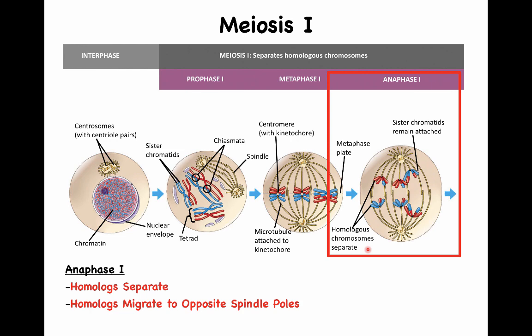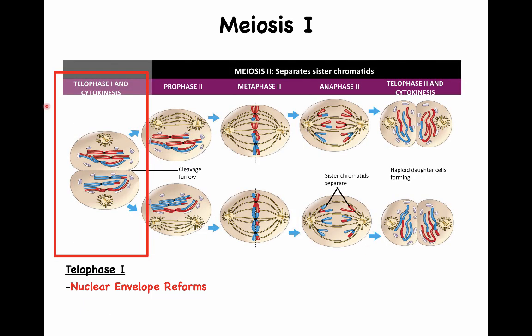So the homologs migrate to opposite spindle poles. And then in the last step, telophase of meiosis 1, so telophase 1, the nuclear envelope reforms, and we end up at the end of meiosis 1 with 2 cells, but now those cells only have half the number of chromosomes. So we only have 3 chromosomes in this cell, 3 chromosomes in this cell, we started with 6, so now we're down to haploid cells.